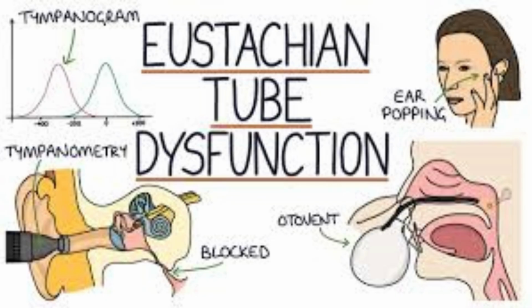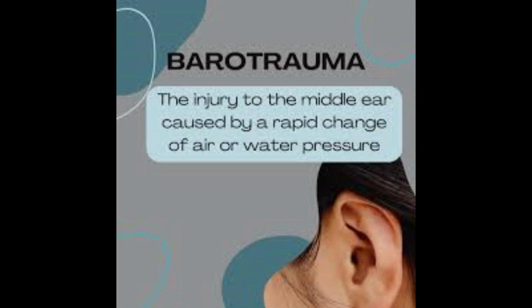Eustachian tube dysfunction. The Eustachian tube helps equalize pressure between the middle ear and the atmosphere. Dysfunction can cause a feeling of fullness, discomfort, or hearing problems, often related to colds or allergies.